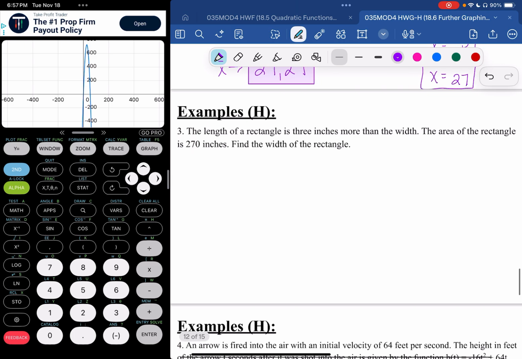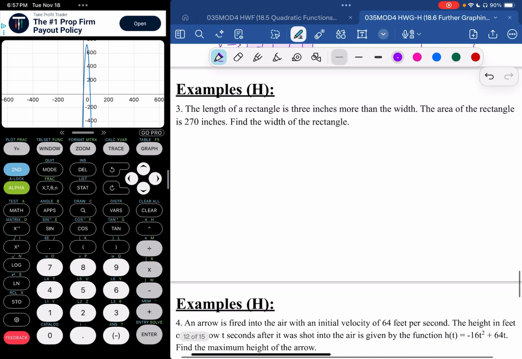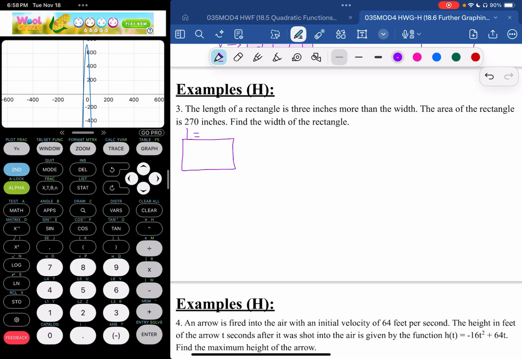Okay, so let's look at this one. The length of a rectangle is 3 inches more than the width. The area of the rectangle is 270 inches. Find the width of the rectangle. So you've got a rectangle. It says the length is 3 inches more than the width. So that means that the length could be written as 3 inches more than the width. This is the width. Then the area is 270.